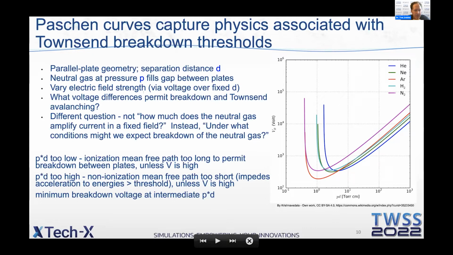And here we're going to vary the electric field strength and then compute the associated voltage that goes with that. What is found by Paschen is that the breakdown voltage depends on the product of the pressure and the plate separation, so P times D. And we want to figure out using VSim where this breakdown threshold occurs. Now this is clearly of interest.